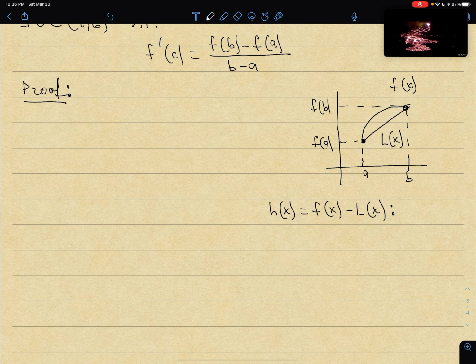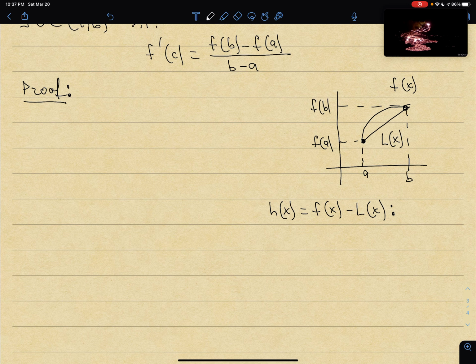Then what should be true about h of x? A linear function is, of course, differentiable everywhere, and continuous everywhere. The sum or difference of two continuous functions is continuous, and the difference of two differentiable functions is differentiable. So h should inherit the differentiability and continuity properties of f, right? Because L is always continuous and differentiable.